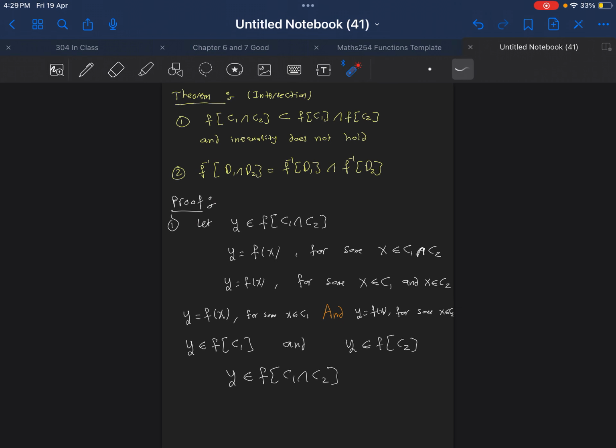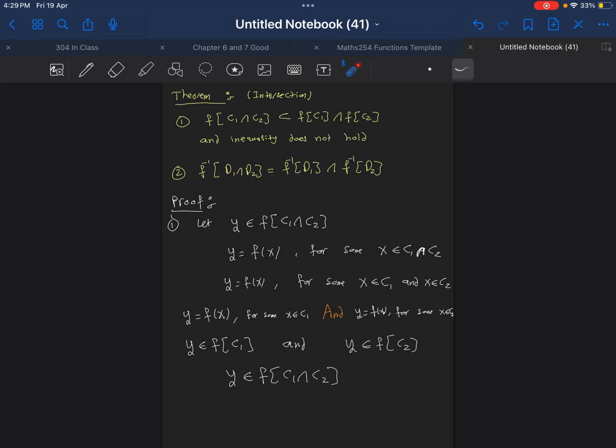Of course, the second statement does not hold, and usually if we want to show that something does not hold, we have to bring a counterexample where the intersection will not be in the image of the intersection. So that's what we need to do if we want to bring a counterexample. I'll leave it for you to think about and write me the example in the comments.